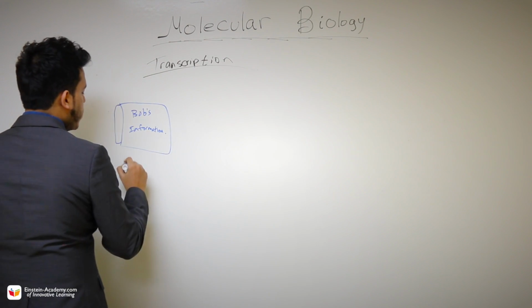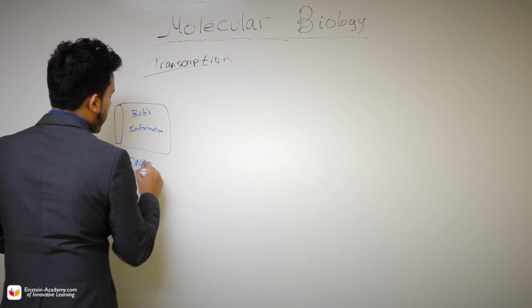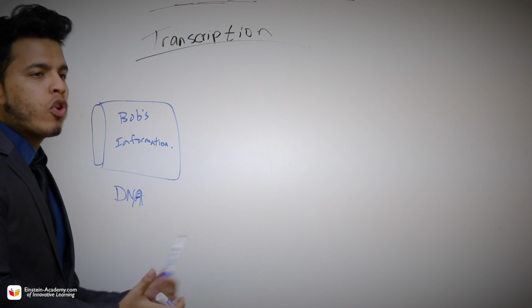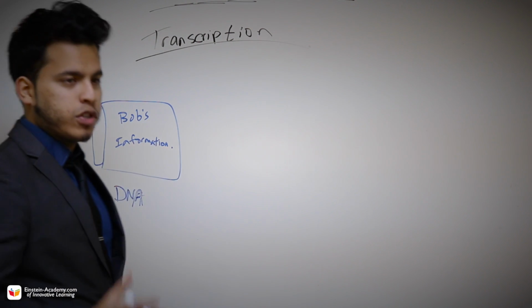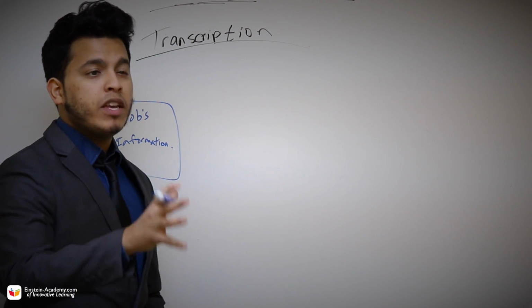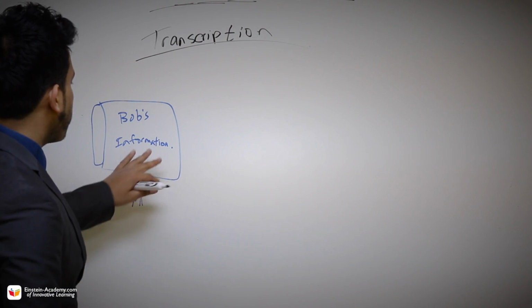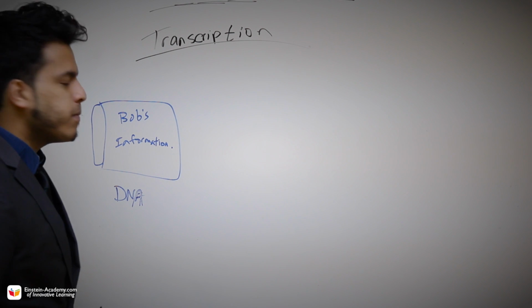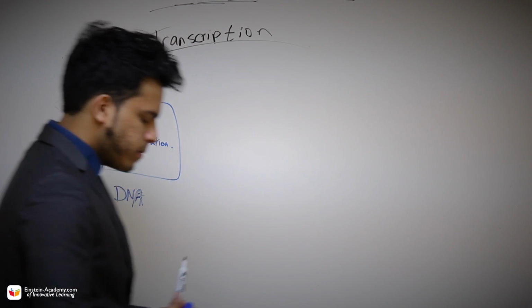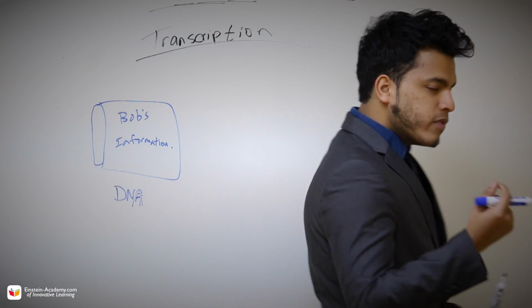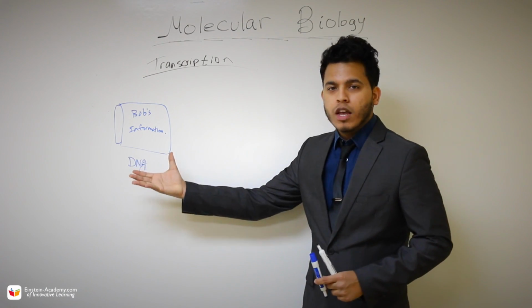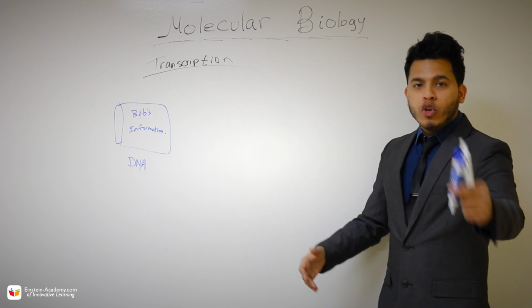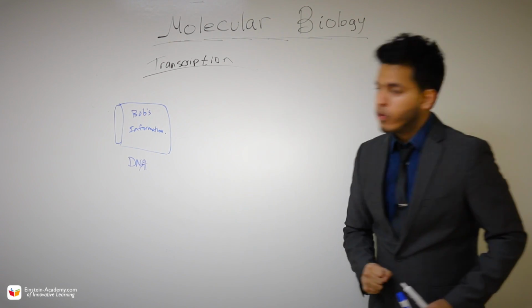And this book is coded, meaning that you can't just pick up this book and start reading like you read a normal book. This book is written in another language. You can only speak, write and read English, but this book is written in Chinese, okay? Let's just say that. So this is DNA. The importance of transcription is to now take this Chinese language and convert it into English so you understand.